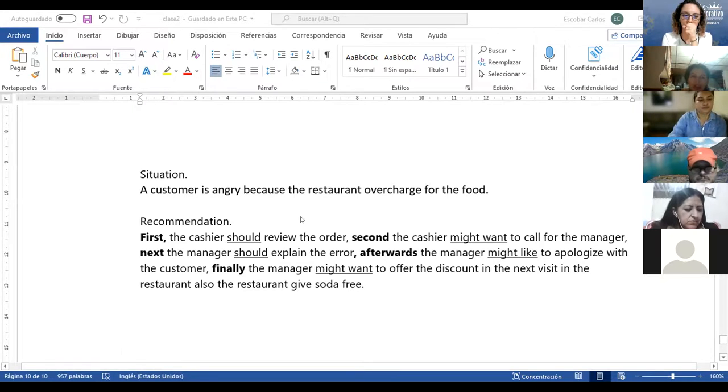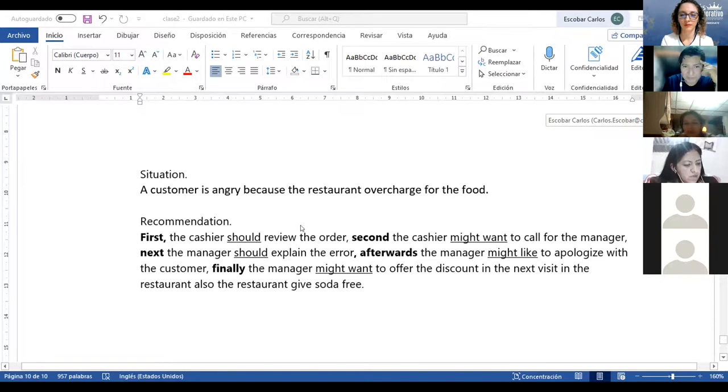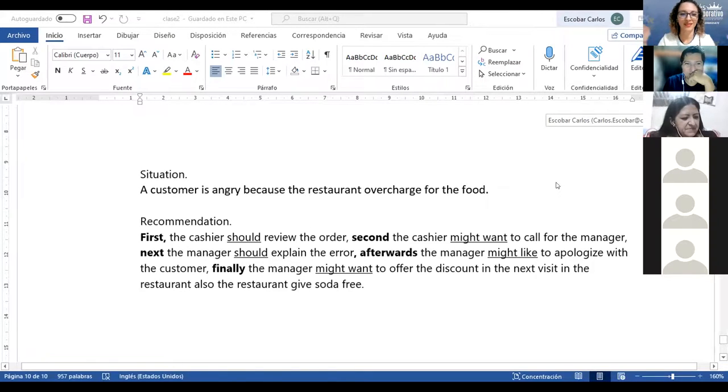Okay. Situation. A consumer is angry because the restaurant overcharged for the food. Recommendation. First, the cashier should review the order. Second, the cashier may want to call the manager. Next, the manager should explain the error. Afterward, the manager may like to apologize with the customer. Finally, the manager might want to offer the discount in the next visit on the restaurant. Also, the restaurant give soda free. Finish.